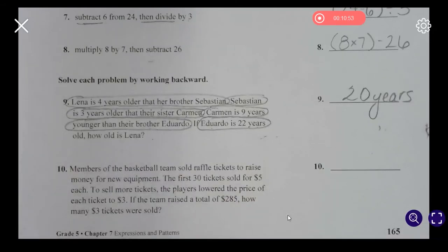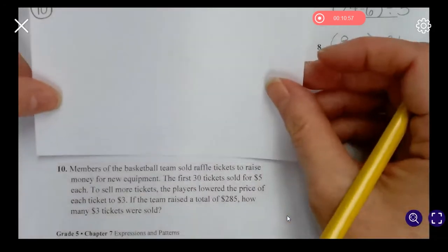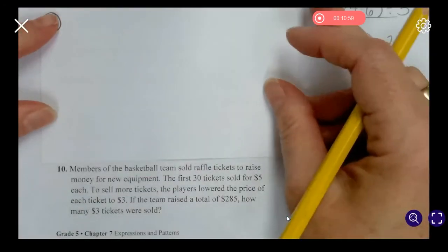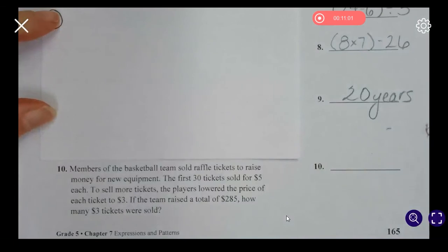All right, number 10. Members of the basketball team sold raffle tickets to raise money for new equipment. The first 30 tickets sold for $5 each. To sell more tickets, the players lowered the price of each ticket to $3. If the team raised a total of $285, how many $3 tickets were sold?